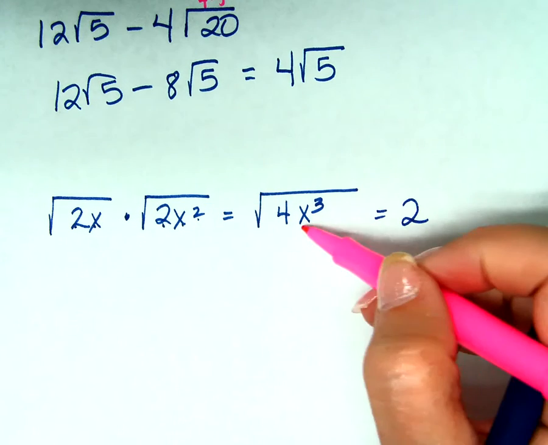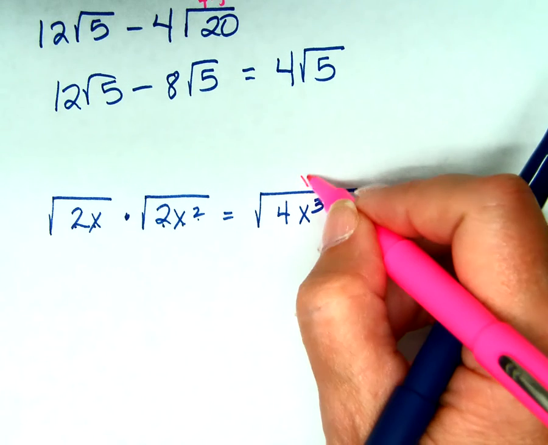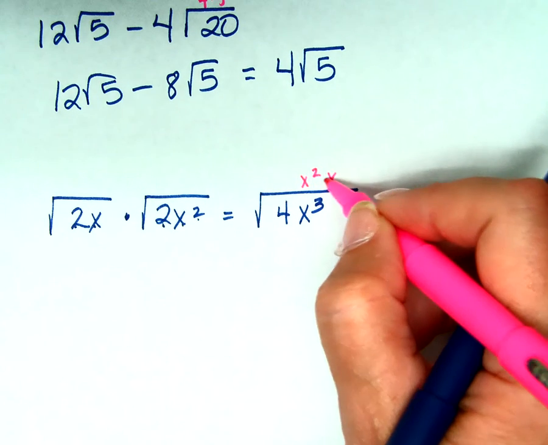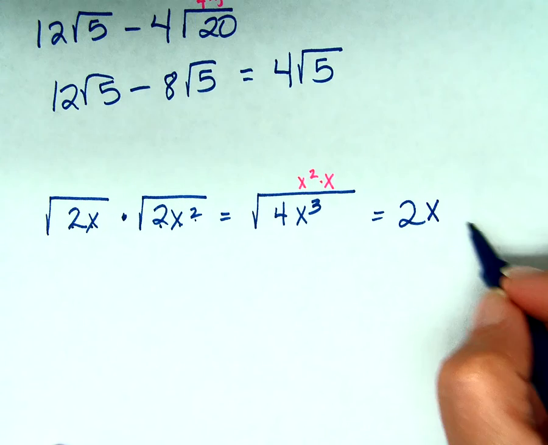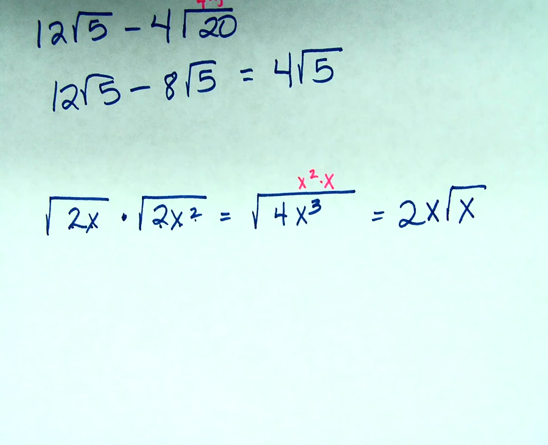Do I know the square root of x to the third? No, but I know it's x squared times x. And do I know the square root of x squared? It's x, right? But I still have this square root of x that's still inside.